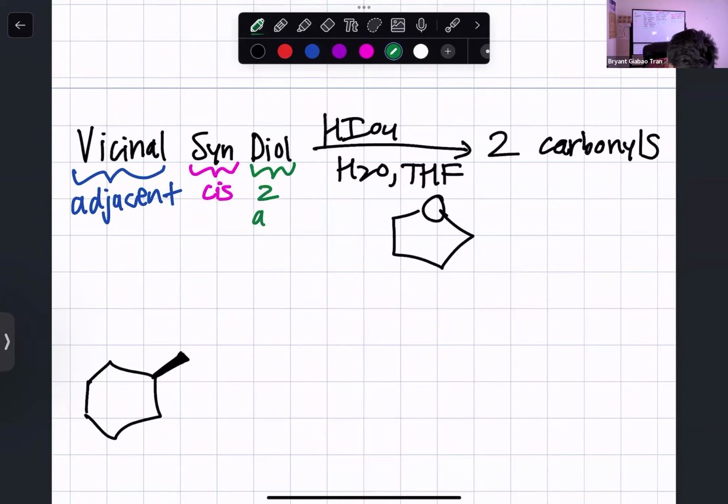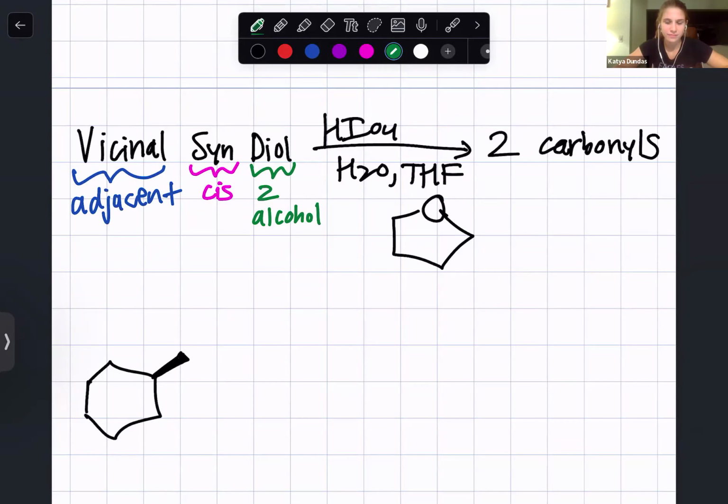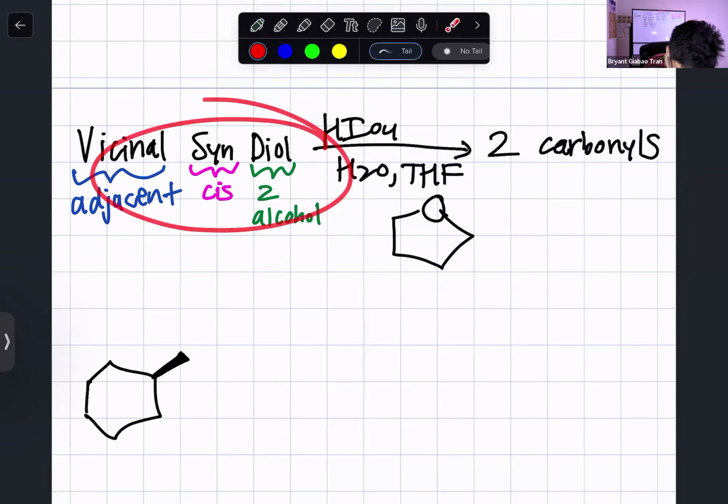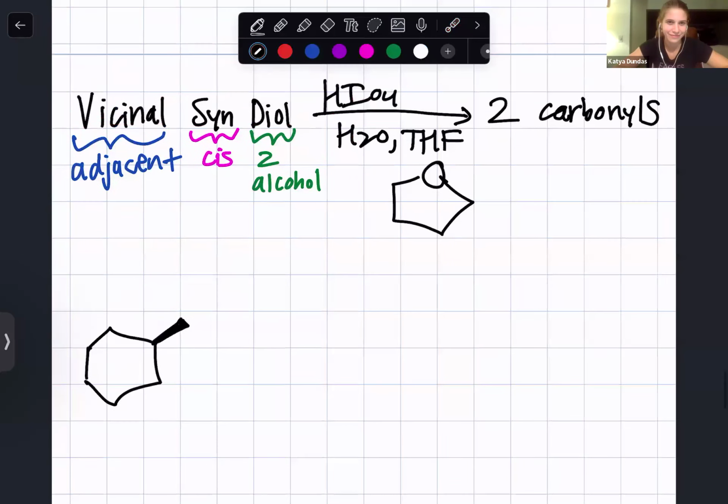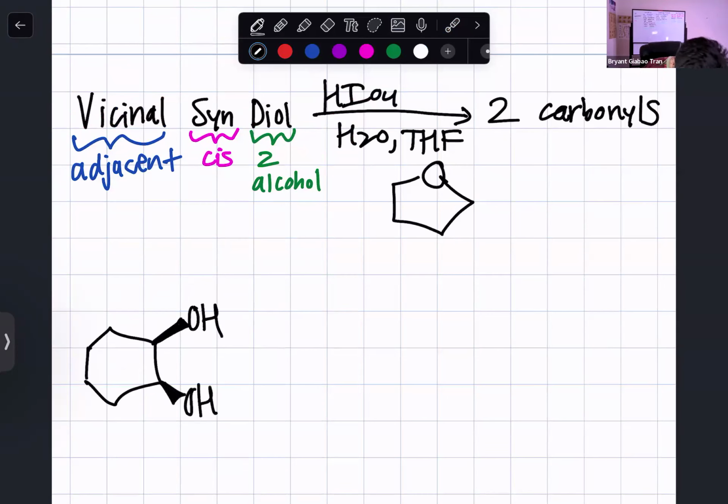Diol, two alcohols. Di meaning two, ol meaning alcohol. So that's how you could break it down and understand what this vicinal diol is. So if that's a wedge, this would also have to be a wedge right here. And let's react it with.